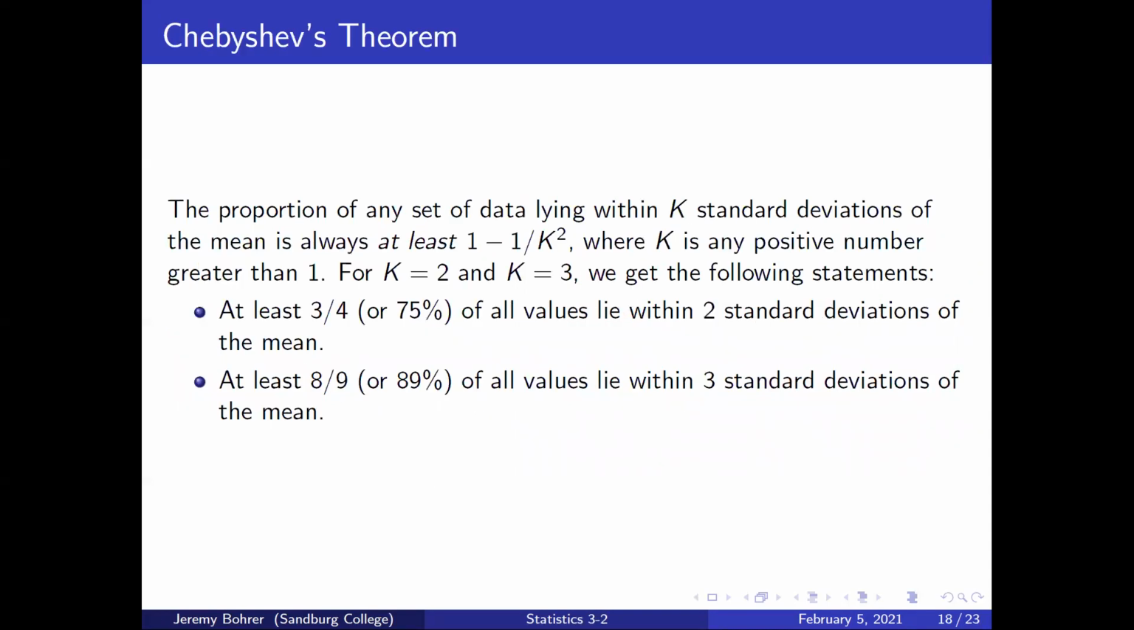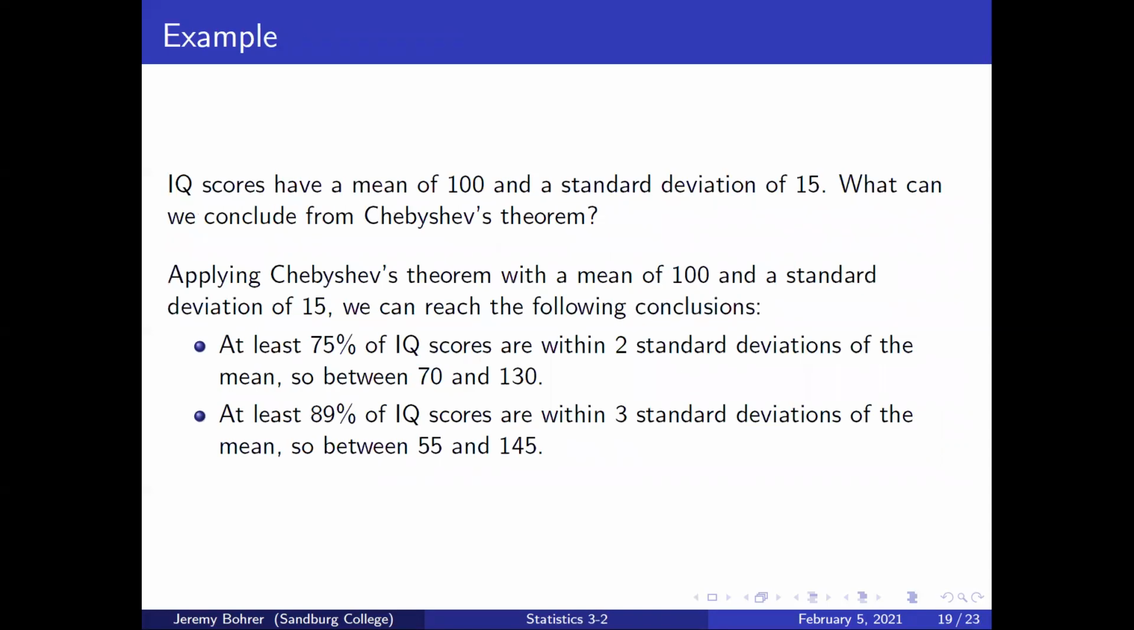The proportion of any set of data lying within k standard deviations of the mean is always at least 1 minus 1 over k squared, where k is any positive number greater than 1. For k equals 2 and k equals 3, we get the following statements. At least 3/4 or 75% of all values lie within two standard deviations of the mean, and at least 8/9 or 89% of all values lie within three standard deviations of the mean.